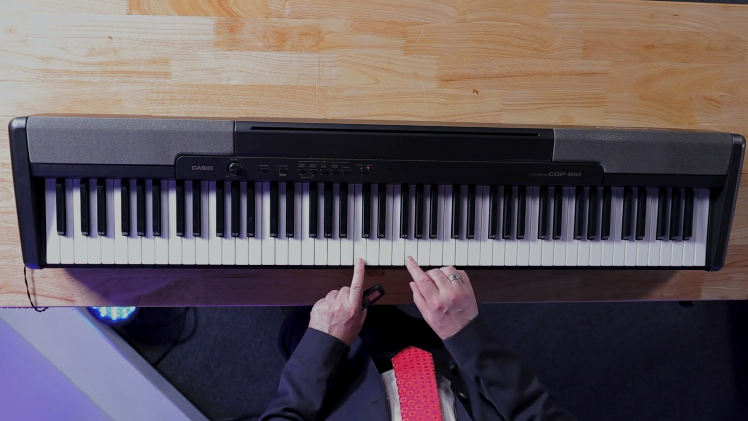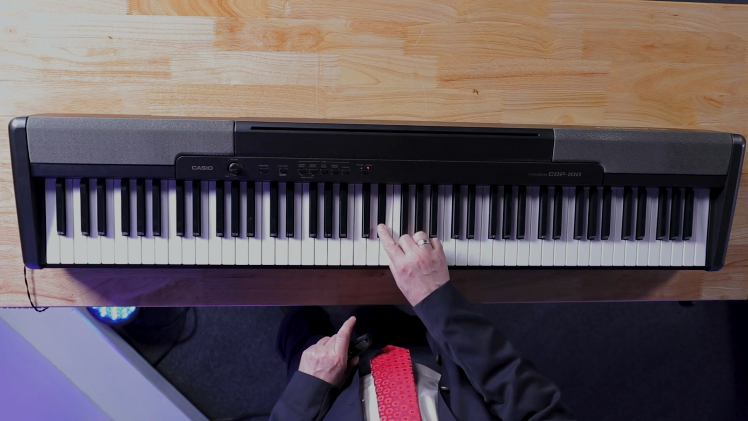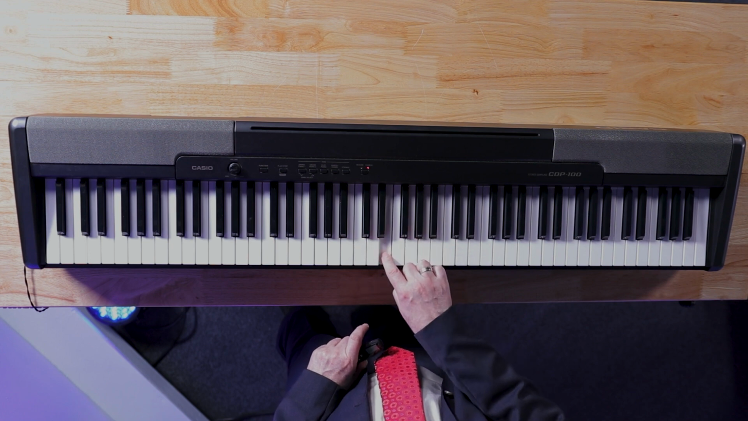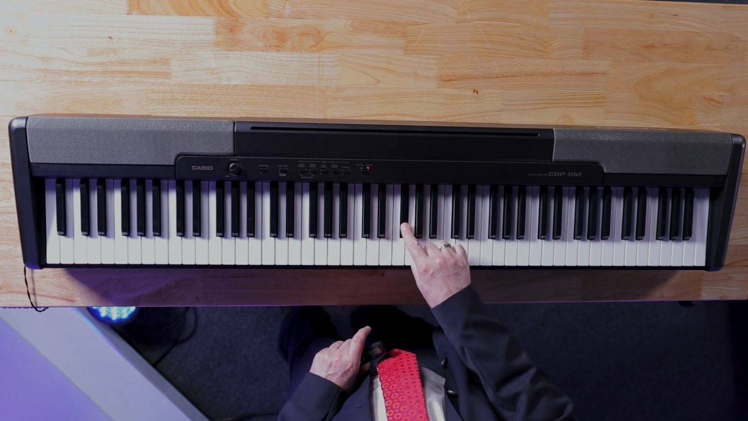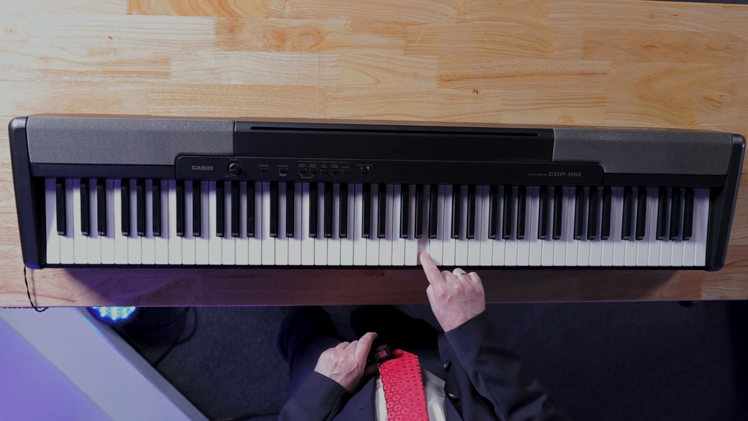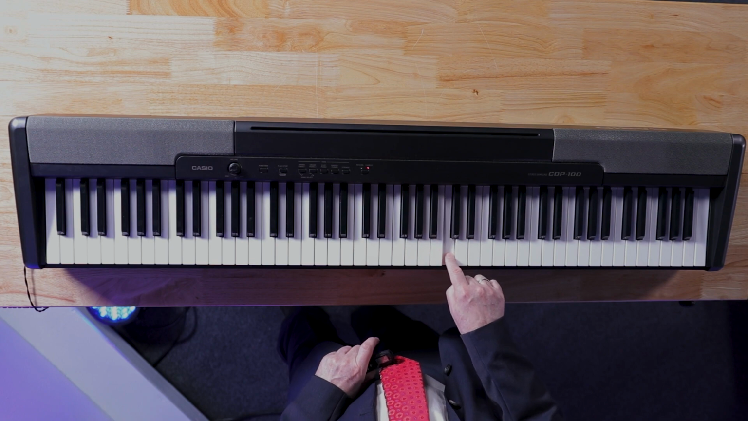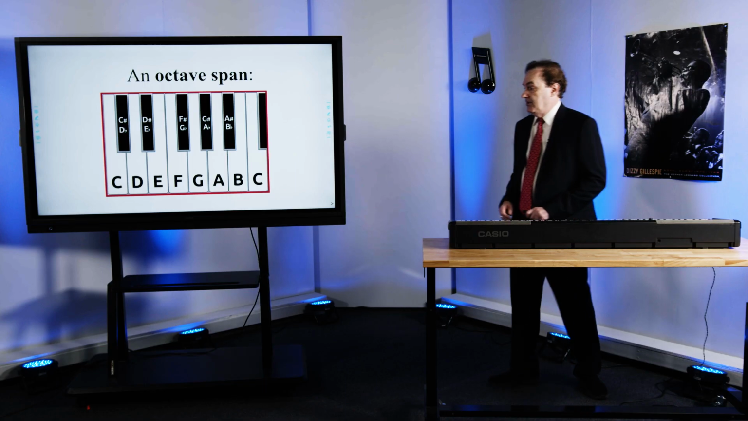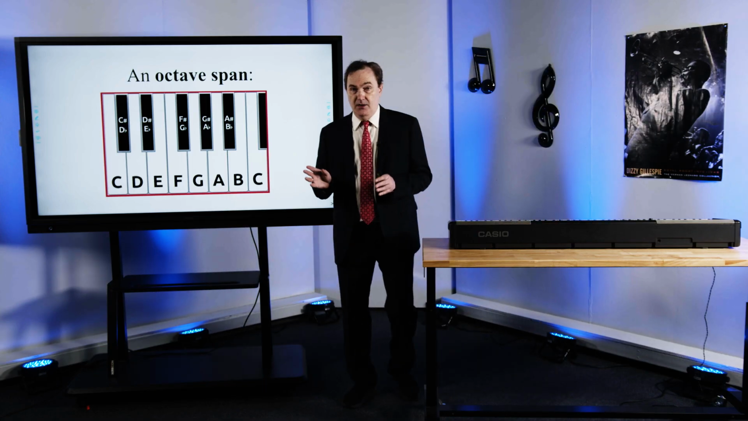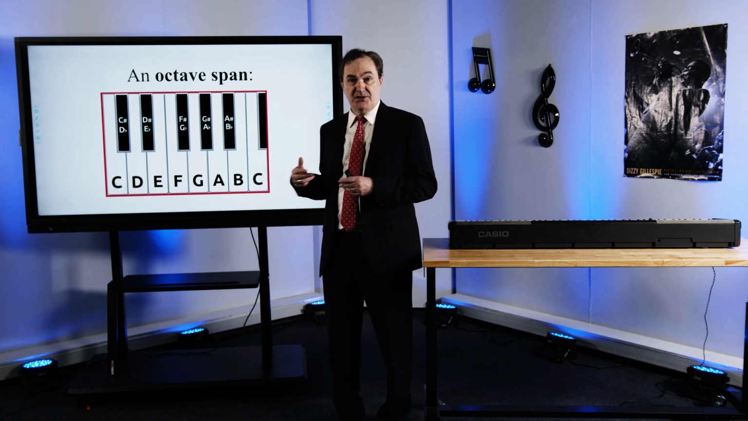So we have C, C sharp or D flat, D, D sharp or E flat, E, F, F sharp or G flat, G, G sharp or A flat, A sharp or B flat, B, and then the next C. So you can do an octave span between any two notes that are one octave apart. It doesn't have to start at C, it can start anywhere.